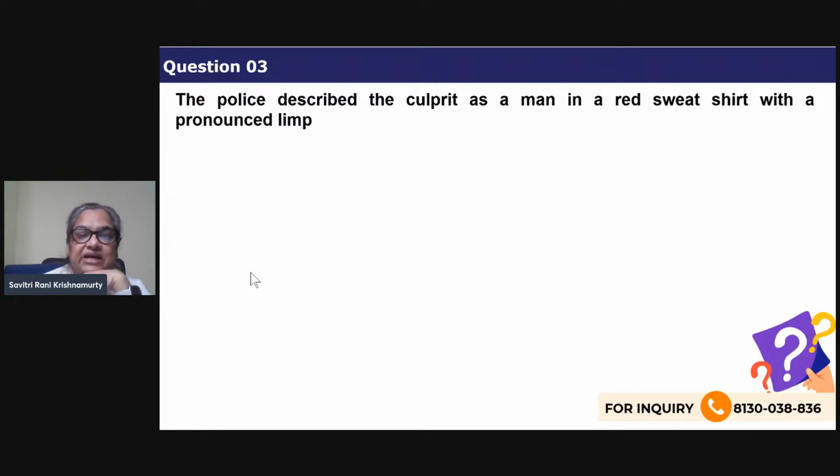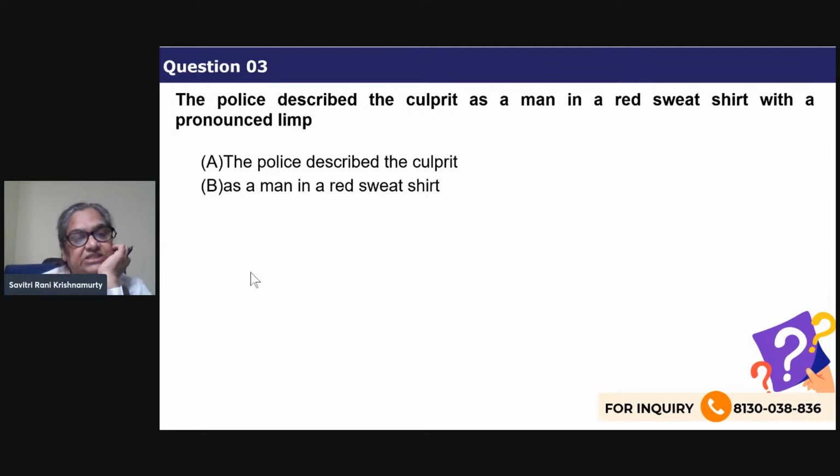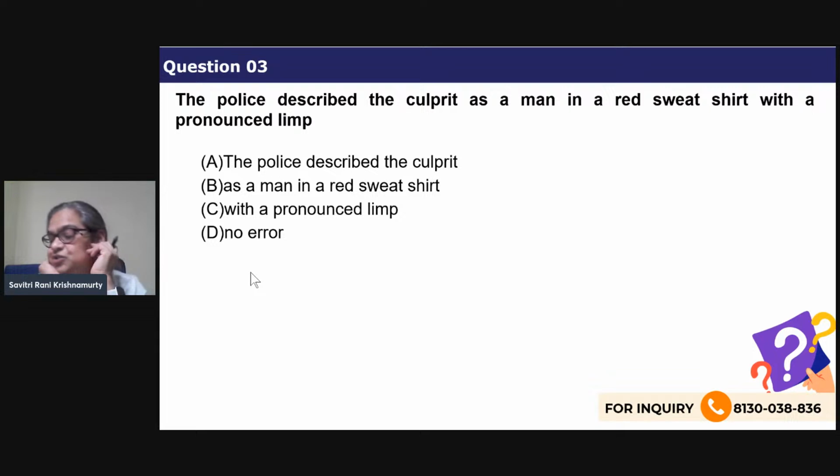The police described the culprit as a man in a red sweatshirt with a pronounced limp. Okay, this is obviously a question having either article or pronoun error. So the options are: the police described the culprit as a man in a red sweatshirt with a pronounced limp, and D says no error. Could it be possible that the sentence is correct and has no error? Or is there any issue with the articles and or prepositions in this sentence?